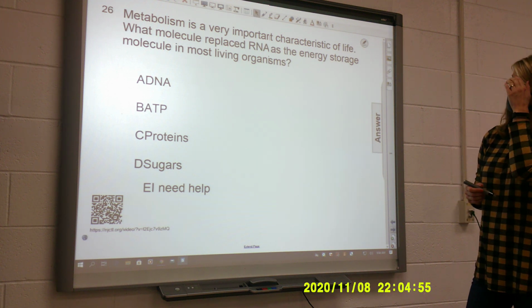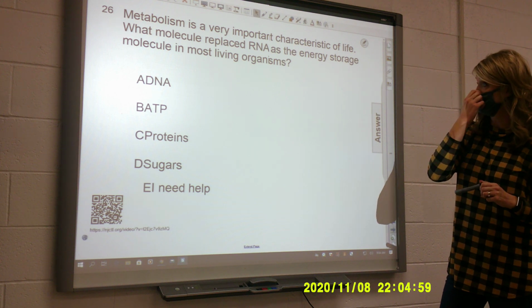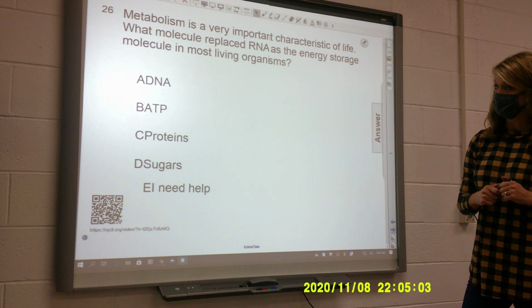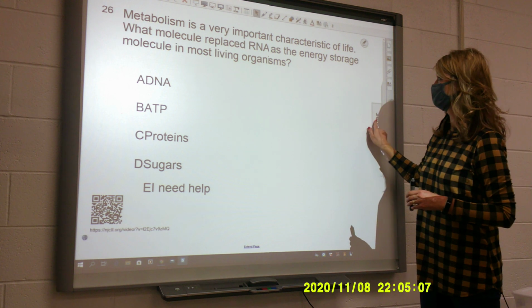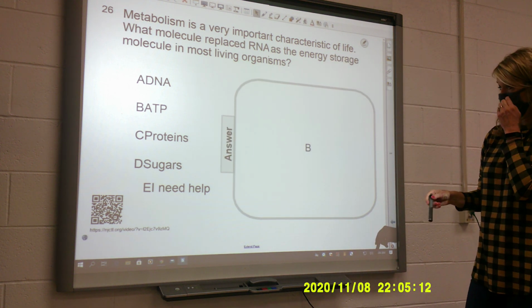Metabolism is a very important characteristic of life. What molecule replaced RNA as the energy storage molecule in most living things? DNA, ATP, proteins, sugars. Go ahead. C? No, ATP is the energy.